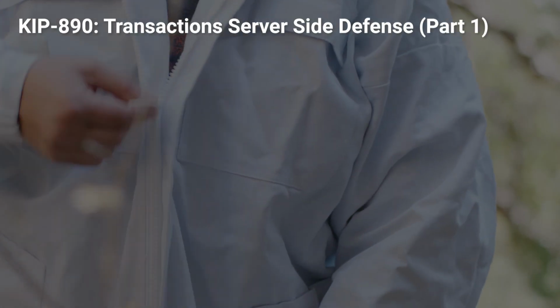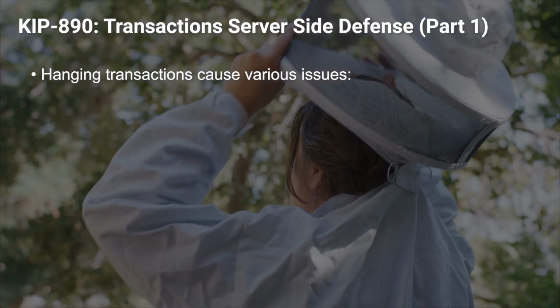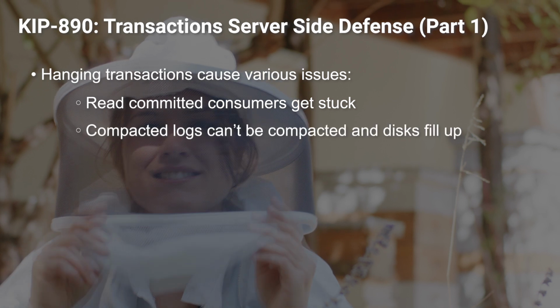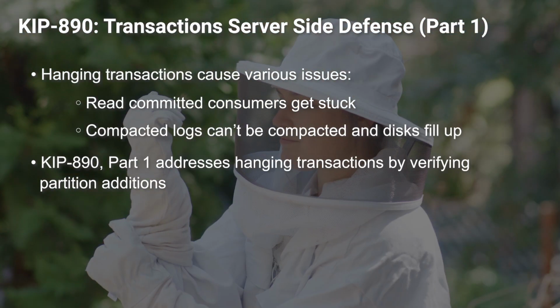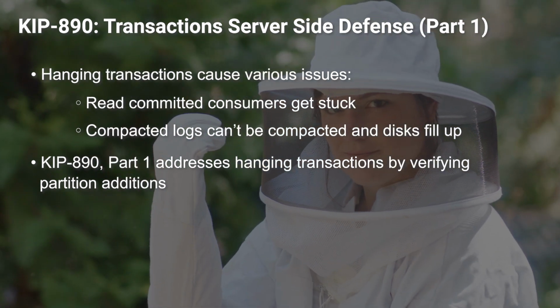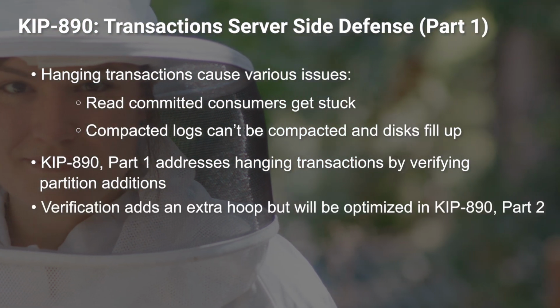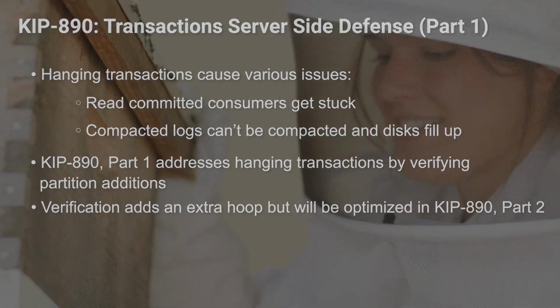KIP 890 provides more ways to avoid pesky hanging transactions that can negatively impact your read-committed consumers and prevent compacted topics from being, well, compacted. So let's suit up with server-side defense for transactions and eliminate some of the causes of hanging transactions.